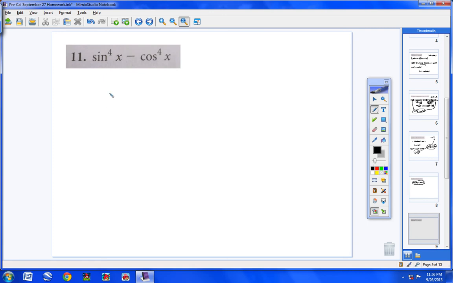Let's take a look at number 11. Well, you know what? I know the square root of sine to the 4th, and I know the square root of cosine to the 4th, and there's a minus sign here. So the first thing I can do when I factor is the square root of sine to the 4th is sine squared. So sine squared x, and then the square root of cosine to the 4th is cosine squared.